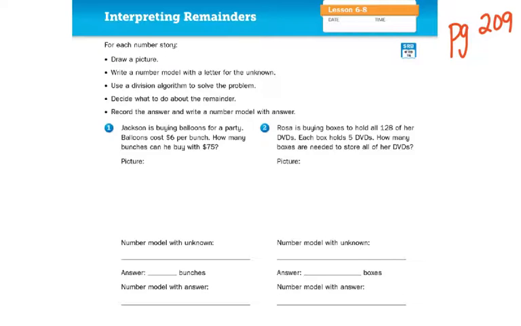So first of all, we have Jackson who's buying balloons for a party. Balloons cost $6 per bunch. And he wants to know how many he could buy with $75. So I'm going to go ahead and go down below and write the number model first. 75 divided by $6 per bunch will be what I'm solving for.